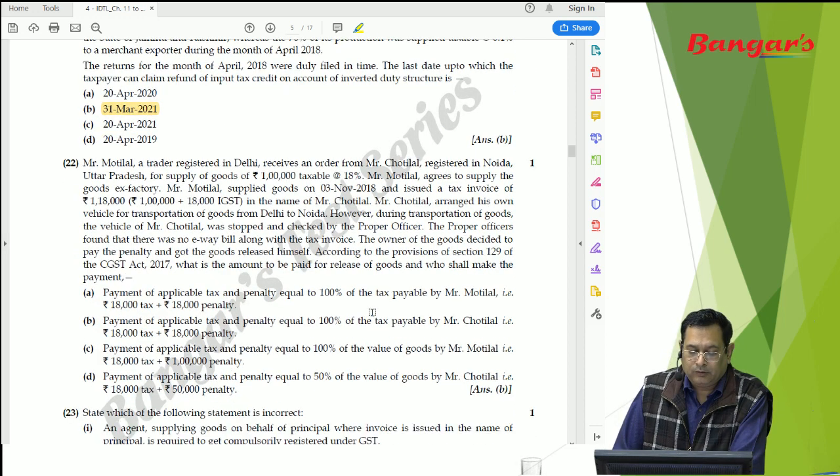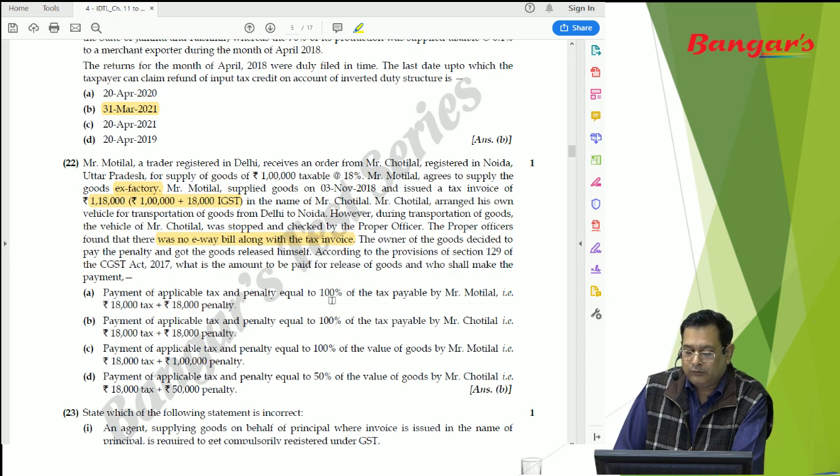Question number 22 is: Mr. Motilal, registered in Delhi, receives an order from Mr. Chotilal, registered in Noida, Uttar Pradesh, for supply of goods worth 1 lakh, taxable at the rate of 18%. Mr. Motilal agrees to supply the goods ex-factory, so the ownership passes in the factory itself. Mr. Motilal supplied goods on 3rd November and issued a tax invoice of 1,18,000, including IGST, in the name of Chotilal. Chotilal arranged his own vehicle for transportation of goods from Delhi to Noida. During transportation of goods, the vehicle of Mr. Chotilal was stopped and checked by the proper officer. The proper officer found that there was no e-way bill along with the tax invoice.